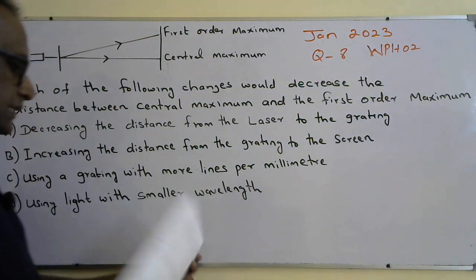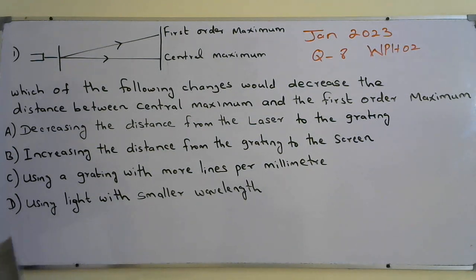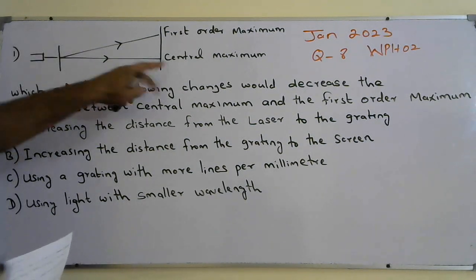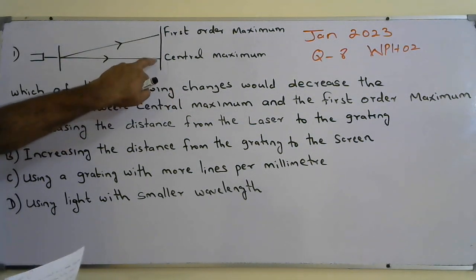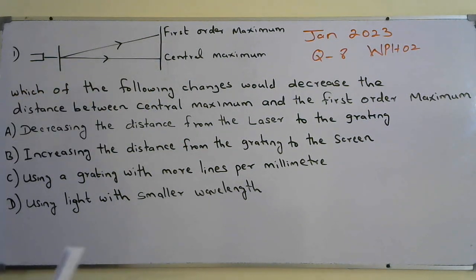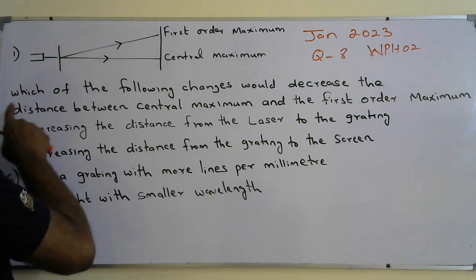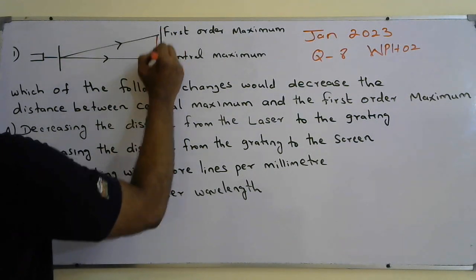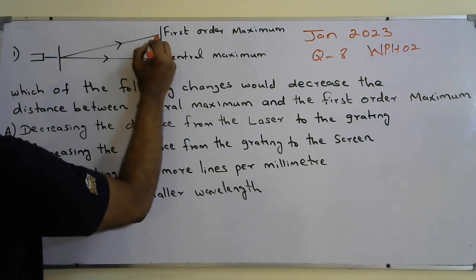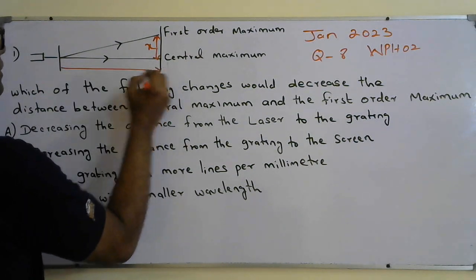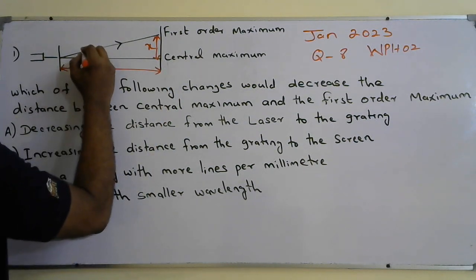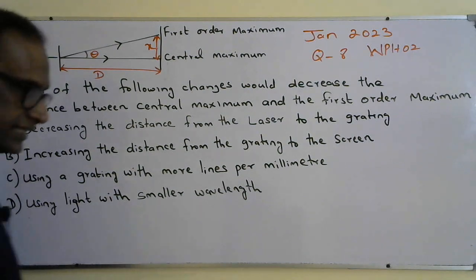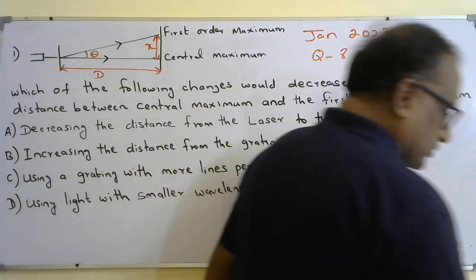Here, this IAL paper question tells that there's a laser torch and a screen. This is the position of the central maximum, and this is the first order maximum. The question is, which of the following changes would decrease the distance between the central maximum and the first order maximum? That means they want to reduce this distance x. We know this is D. This is the angle theta, the angle of diffraction.